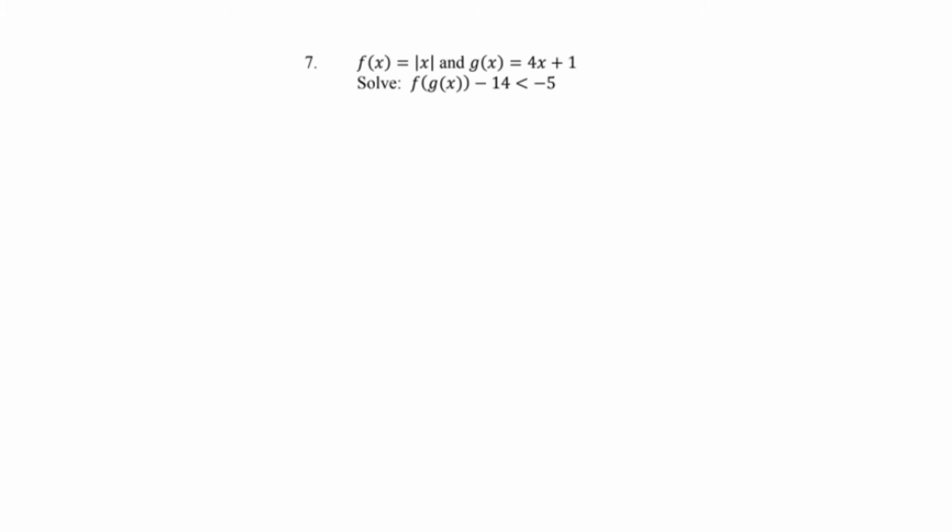Alright, so here's number 7 from the homework. Again, the difference here was you had to start by setting up f of g of x. Right, this part right here. So I'm just going to go off to the side and set that up. Right, so we have f of x equals the absolute value of x, g of x equals 4x plus 1. And we're tasked to set up f of g of x.